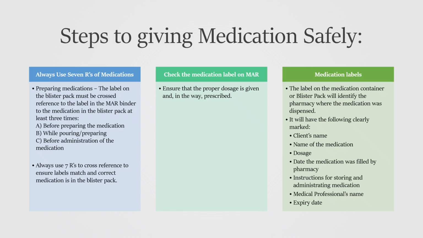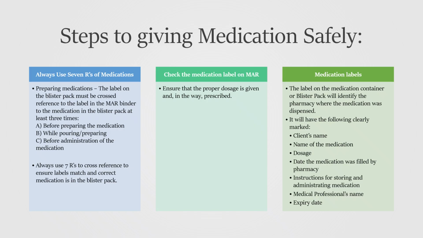Steps to giving medication safely. Always use the 7 rights of medications when preparing medications. The label on the blister pack must be cross-referenced to the label on the medication administration record and to the medication in the blister pack at least 3 times. Once before preparing the medication, secondly while pouring and preparing, then just before administration to the resident.